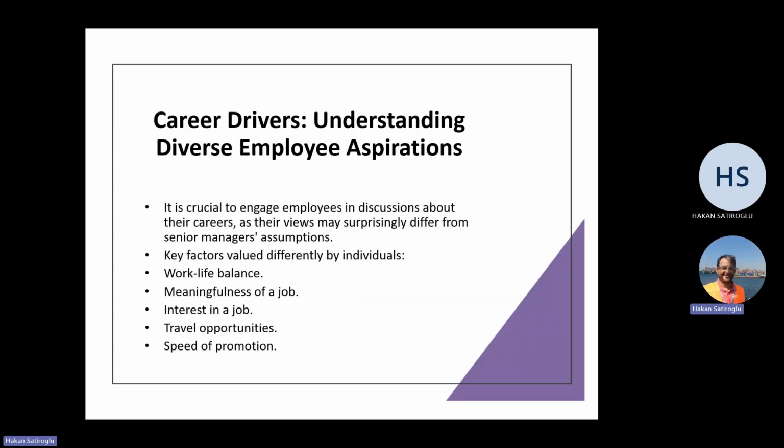Career drivers, understanding diverse employee aspirations, is coming. Never assume you know what motivates your people. True talent strategy is built on genuine empathy and deep understanding of individual aspirations. It can be done by actively listening to diverse voices and understanding their unique career drivers. You can build in that way a more personalized, impactful talent management system that truly resonates with every employee.